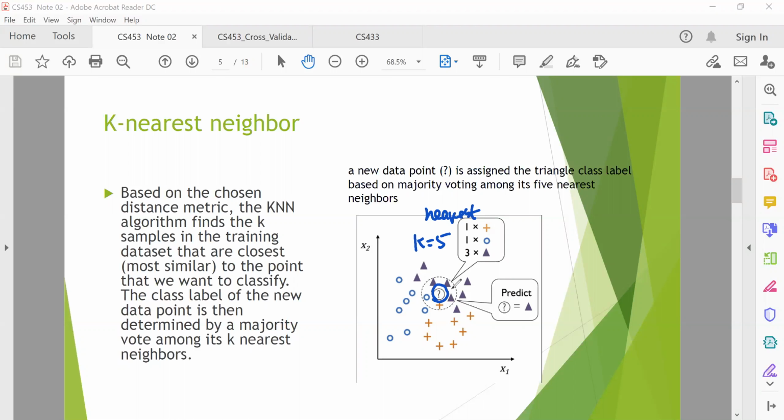And then the majority vote. So in this case, because you have 3 triangles, this is definitely more than the circle and the cross. So by the majority vote rule, for this question mark, you're going to predict the class is triangle. Okay, so that's the basic idea about K nearest neighbor. So you can see the idea is quite straightforward.